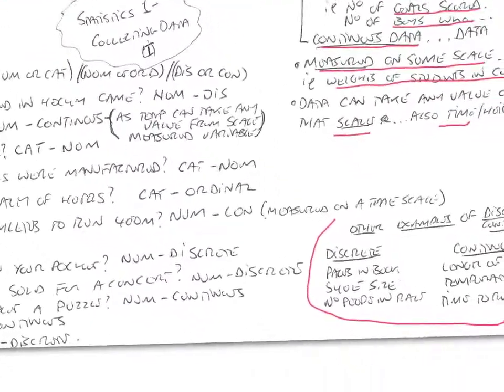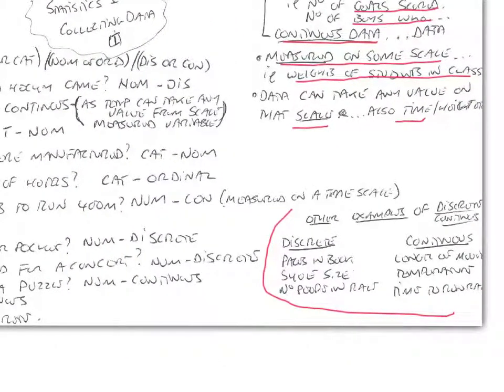Okay, and I have some other examples down here. Let's bring this up a bit. Other examples of continuous data. Discrete data first. The number of pages in a book, shoe size, the number of people in a place. So it's kind of a fixed number, whereas continuous data can be temperature, the length of a movie or a film, or the time to run a race.